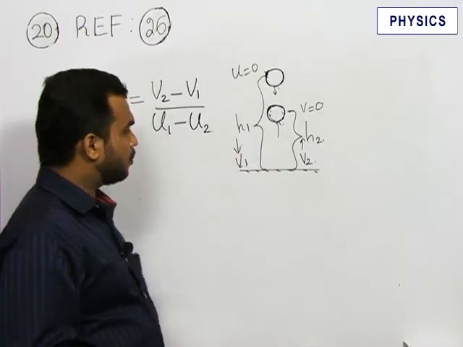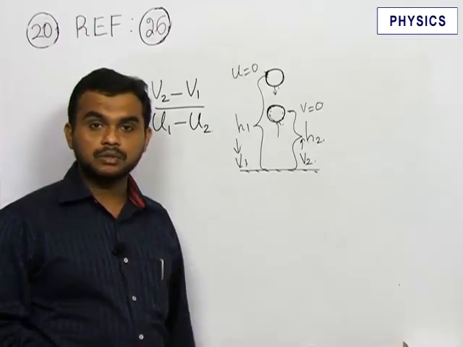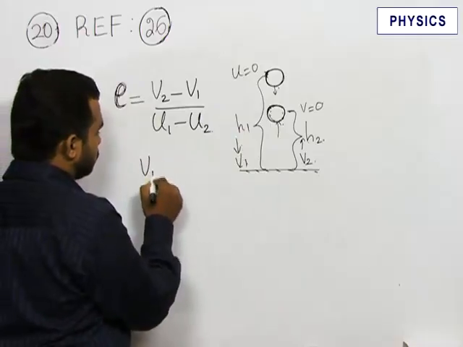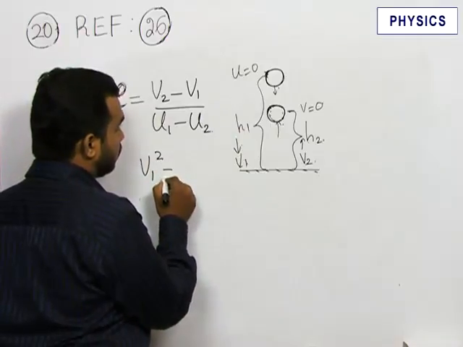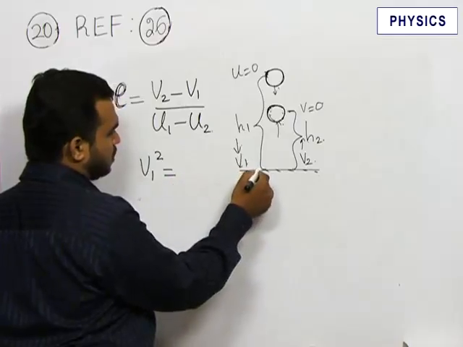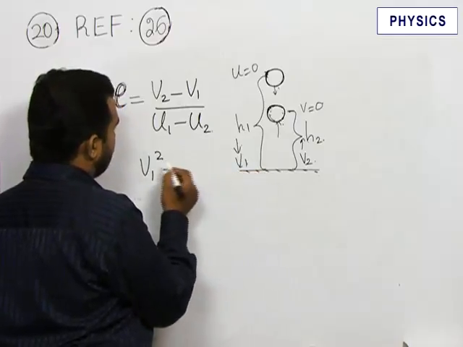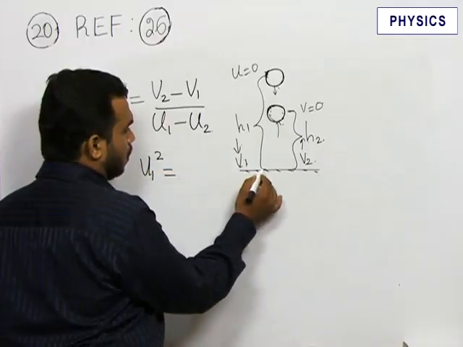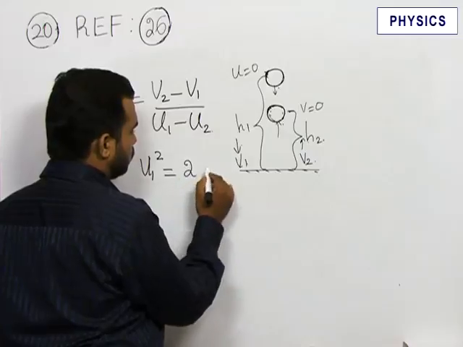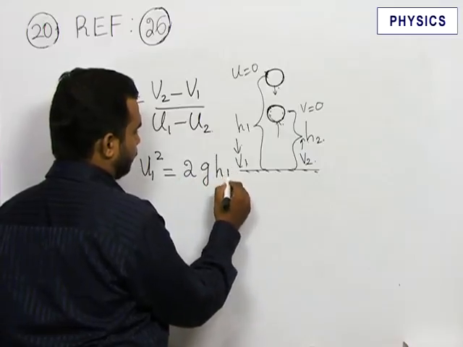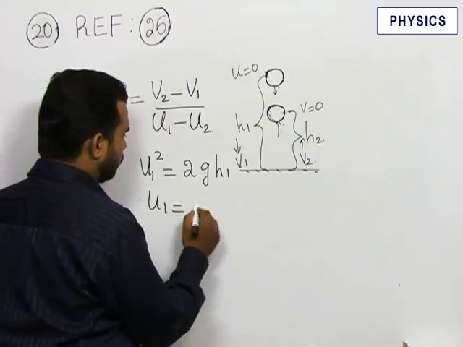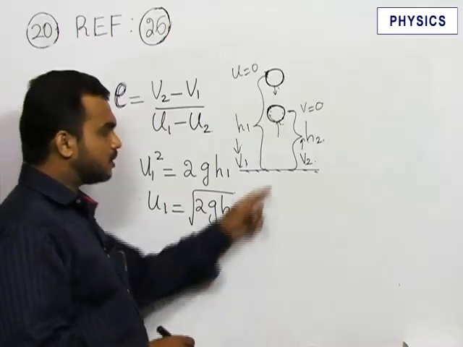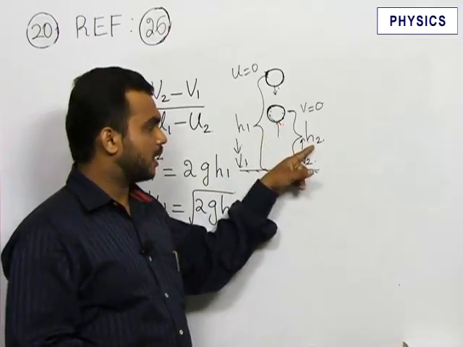So using the equation of motion, v square minus u square is equal to 2as, where u is equal to 0, the velocity before collision we can write as u1 square is equal to 2gh1. So we write u1 is equal to root of 2gh1. After the collision it rebounds back to another height h2.